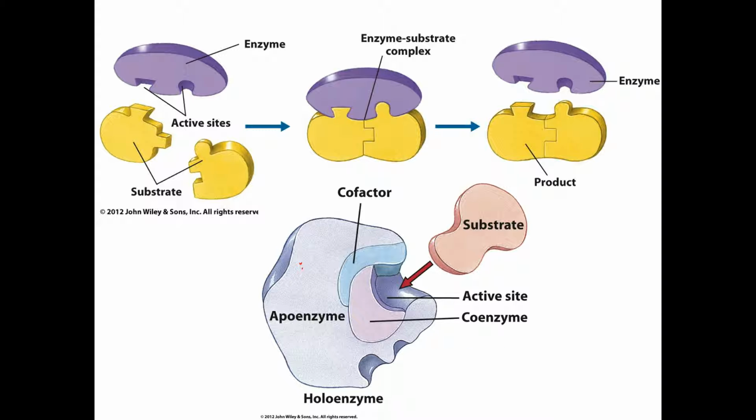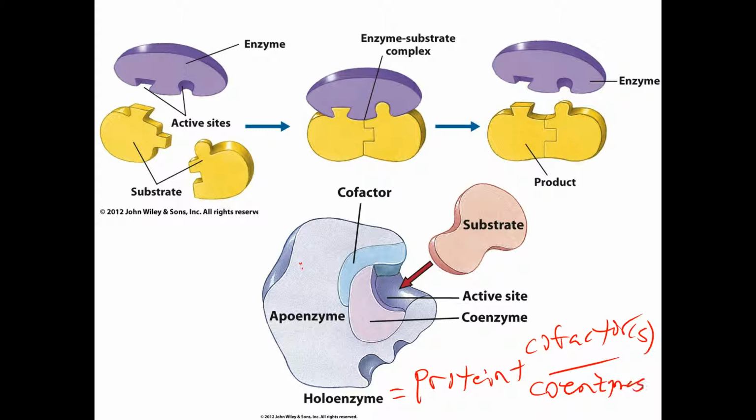Basically, your holoenzyme is your protein plus your cofactors or your coenzymes. If you're talking about an enzyme without its cofactors or coenzymes, it's not going to be functional. It requires these things to function appropriately.